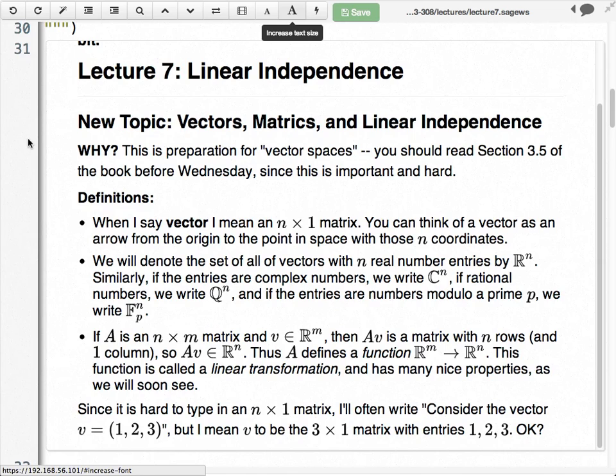And another one that's often useful is Q to the n. This is all n tuples of rational numbers. A rational number is just any fraction. By n tuple I mean a vector with n entries of rational numbers. Or rational, that just means a fraction.